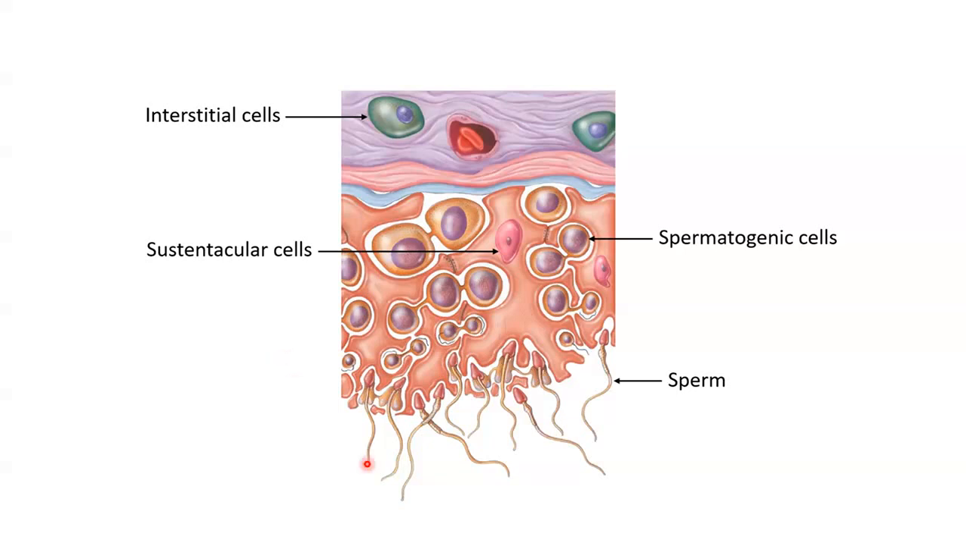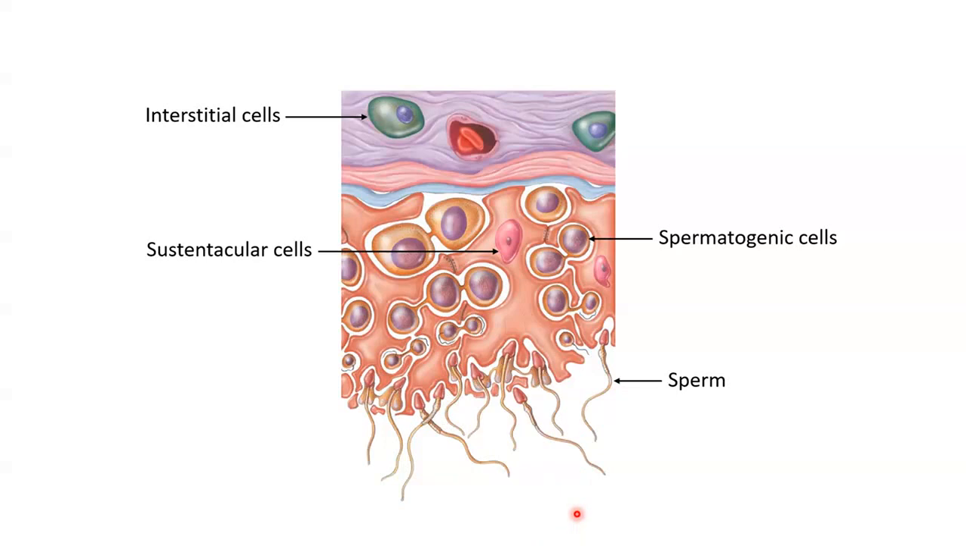Now, towards the lumen, or the middle opening of those seminiferous tubules, so that's this part here, there are layers and layers of progressively more mature sperm cells. So our germ cells start up here, those sperm cells begin to develop until they become sperm right in that middle, or that lumen of the seminiferous tubule.